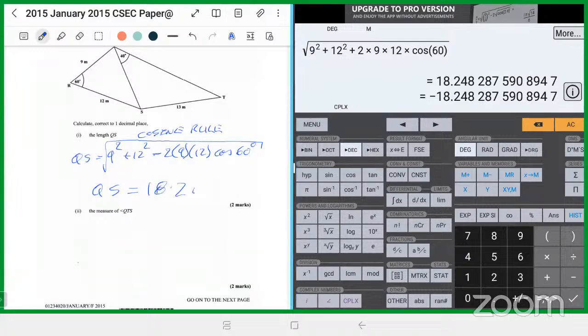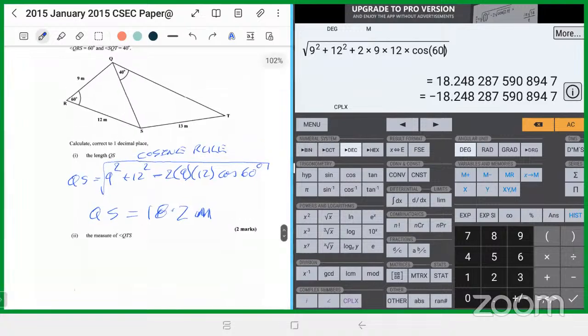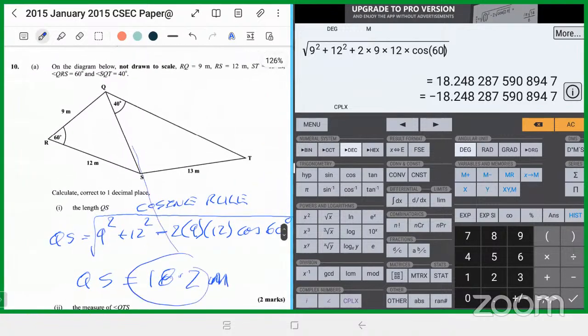18.2 meters. It's meters, yes. Three significant figures, that's the same. Then I want the measure of angle QTS. So let's put it on the diagram, we now know this side. Put it on the diagram as you find it.